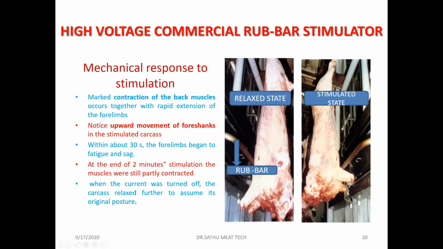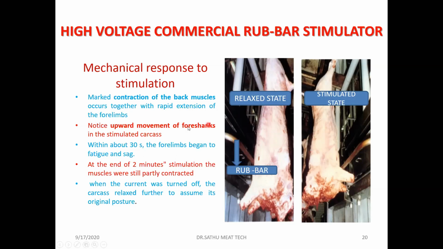You must have seen that clipping. In the relaxed carcass, you can see the foreshank or the forelimbs are more relaxed, lying down. Here it is raised. And you can see the leg will be extended, and arching of the back will also be taking place. We'll see that one.